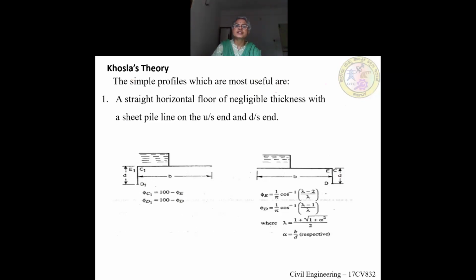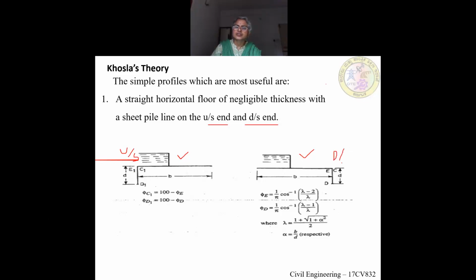The simple profiles which are most useful are a straight horizontal floor of negligible thickness with a sheet pile line on the upstream end and on the downstream end. So first we have to divide whatever problem is given into two simple profiles like this. One profile with this upstream end and this downstream end. So there is a sheet pile on the upstream side. This is the upstream side, and this is the downstream side.